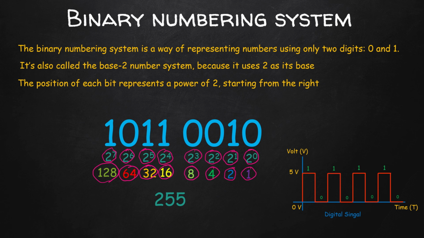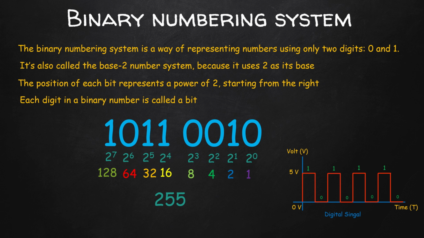So if we want to represent any other number that is greater than 255, then we need to increase the number of bits. So from 8, it needs to increase to 9, 10, 11, 12 and so on. So by using this 8-bit binary numbering system, the maximum value we can represent is 255.